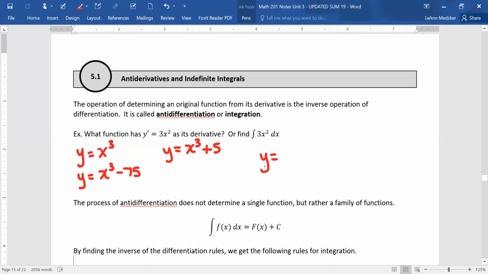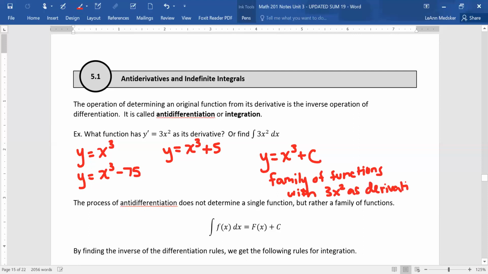So if you give someone an ordered pair, they can find a specific answer. They can actually say this is the function. But if you just say what's the antiderivative, you don't get a single answer. You get what's called a family. So this is the family of functions with 3x squared as the derivative.